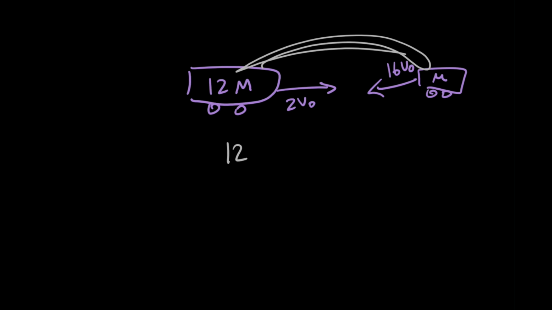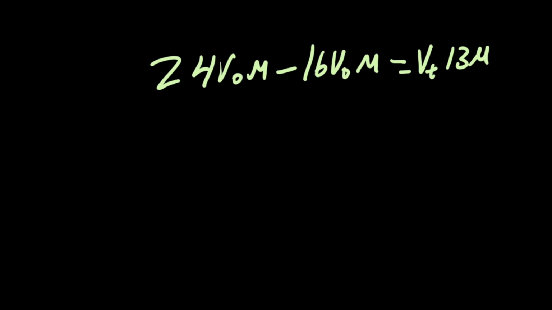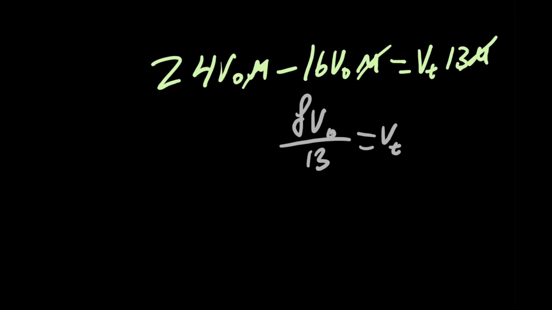So we're going to get 12m times 2v naught plus negative 16v naught times m. This is going to be our p naught. And so after we've done that, we can write this as 24v naught m minus 16v naught m is equal to vt times 13m. We're just going to say vt is the total velocity of the carts after they have collided. And then we can just cross out all of the m's here. We're going to get that 8v naught over 13 is equal to the total velocity of the carts after they collide.